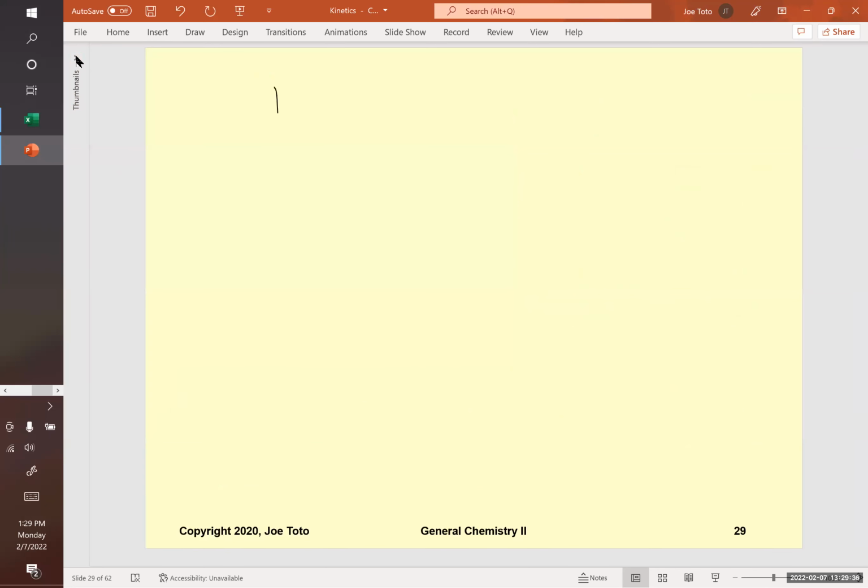All right, so I got PV equals nRT. Now I'm gonna divide both sides by V. Okay, so the V cancels here and here. And then I'm gonna divide both sides by RT.